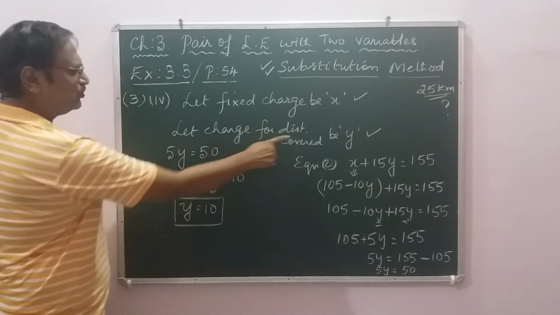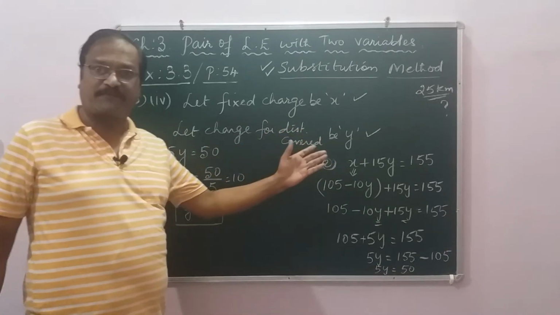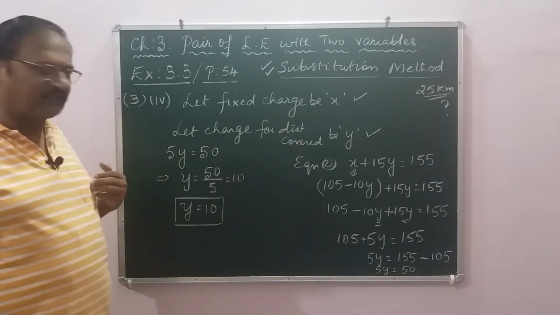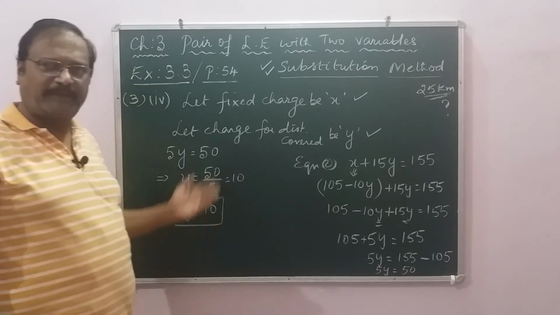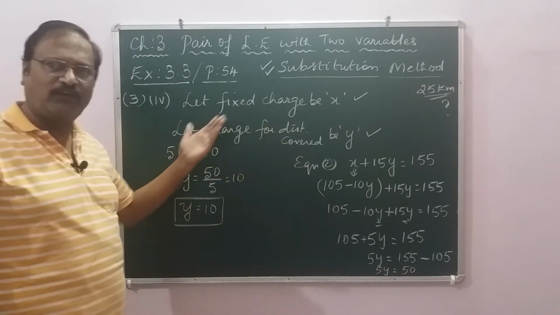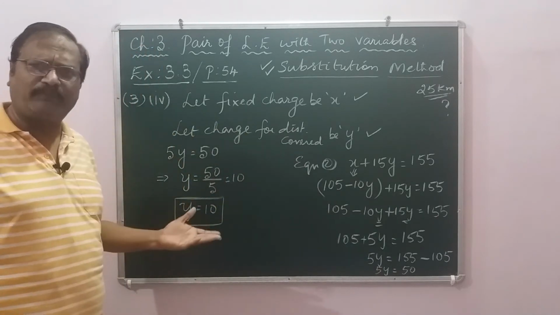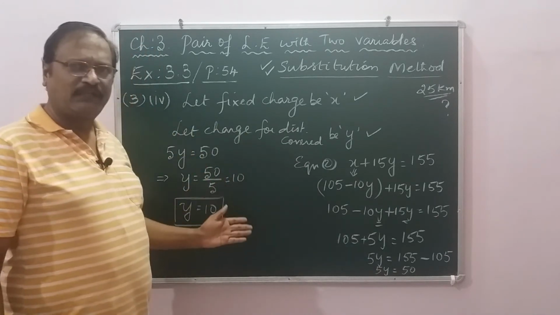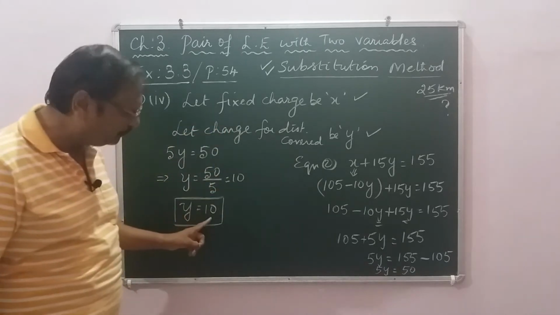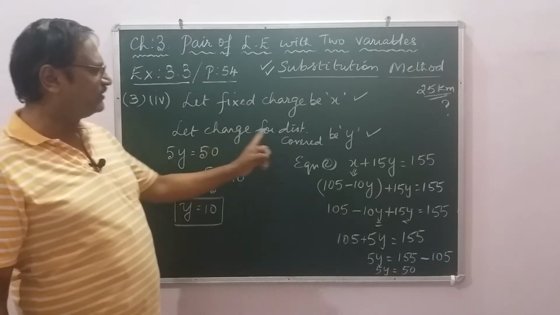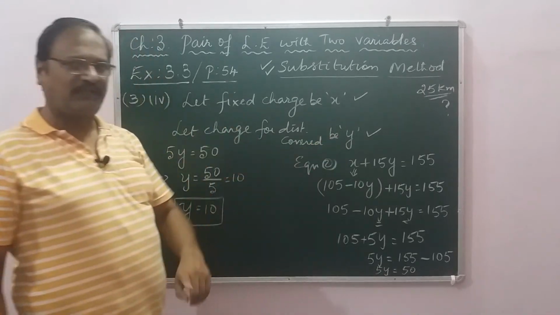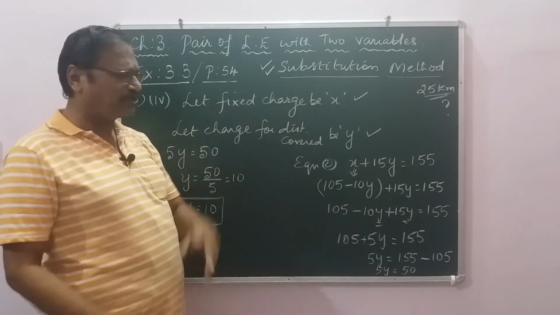Now what is y actually? It is a charge per kilometer. If I travel 1 kilometer, I have to pay 10 rupees. If I travel 10 kilometer, I have to pay 10 into 10. If I travel 18 kilometer, 18 into 10. So per kilometer, I have to pay 10 rupees. That is the charge for distance covered. Now we have to also calculate the fixed charge.